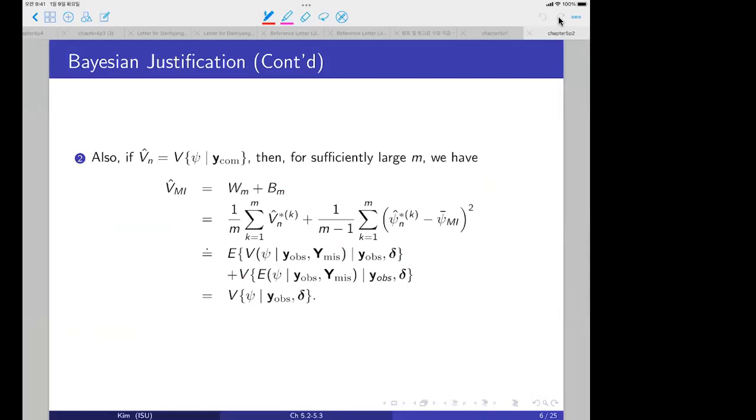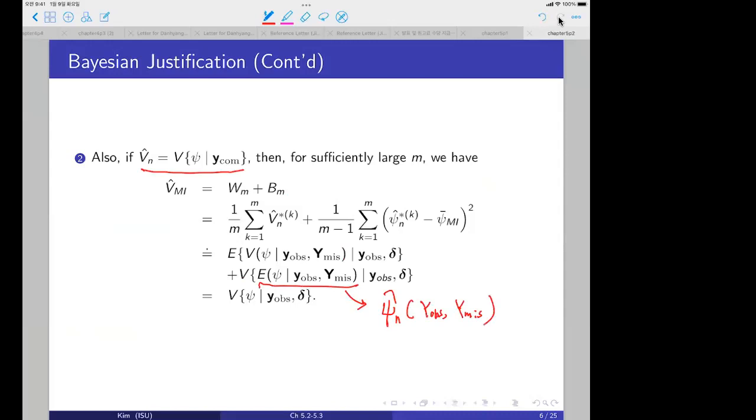And then if we choose V hat n to be the posterior variance, this will converge to this expectation. In the same way, if you choose psi hat n, this guy is actually psi hat n of Y obs, Y miss.